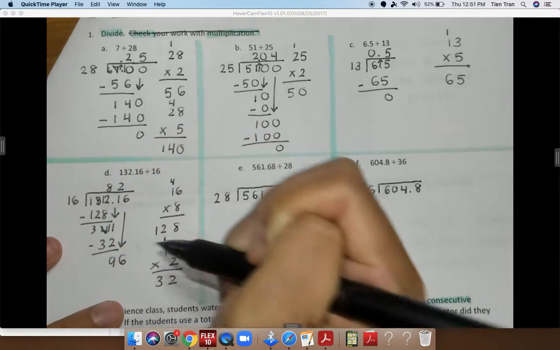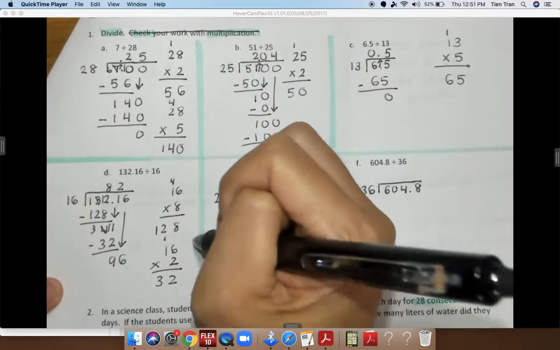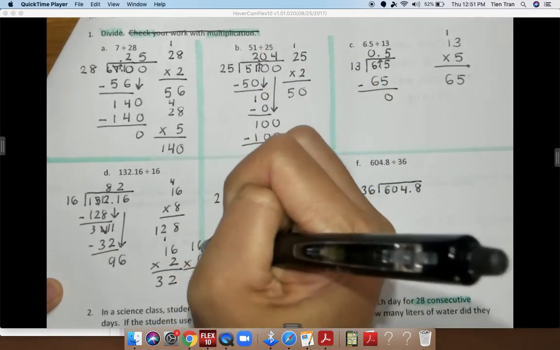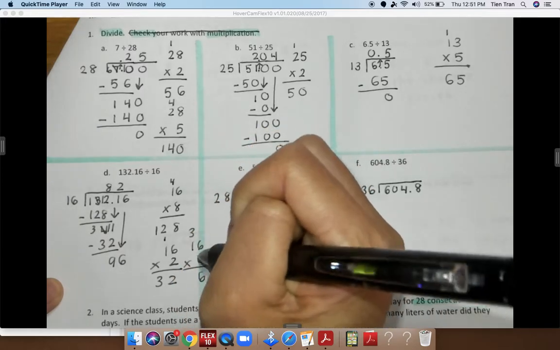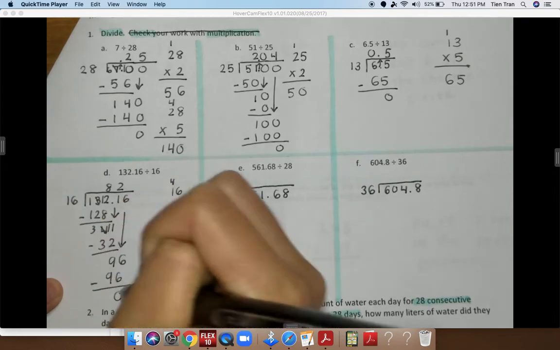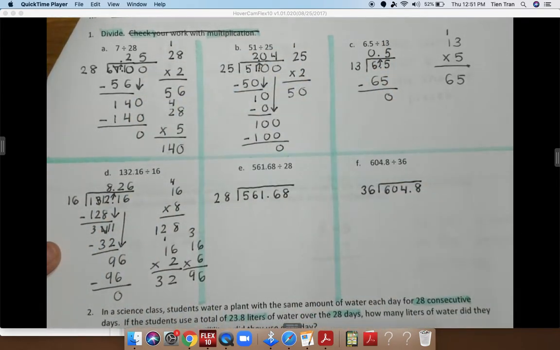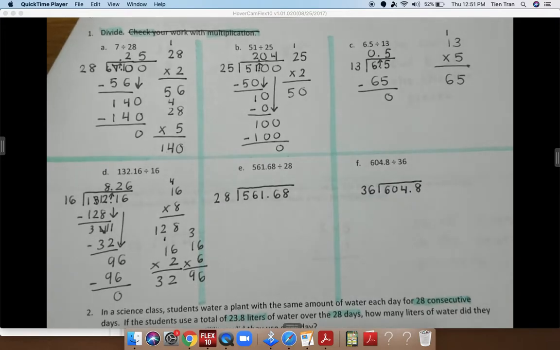Bring down my 6. Let's see how many times 16 can go into 96. Possibly 6 times. 6 times 6 is 36. 6 times 1 is 6, plus 3 is 9. So I get 96 and I subtract. So don't forget to bring up your decimal, and your final answer is 8.26.